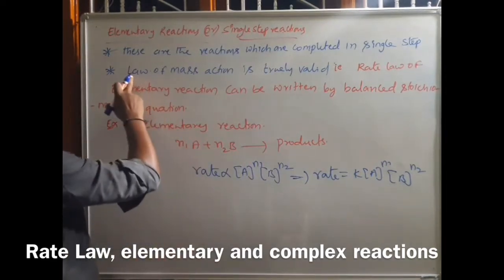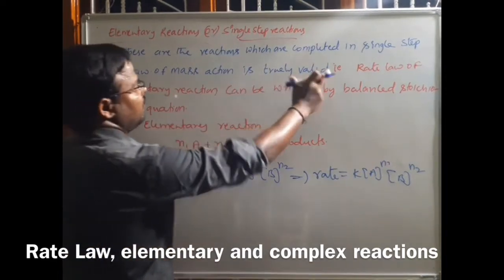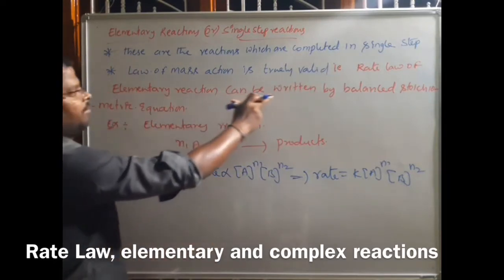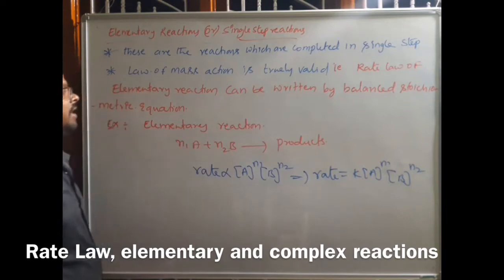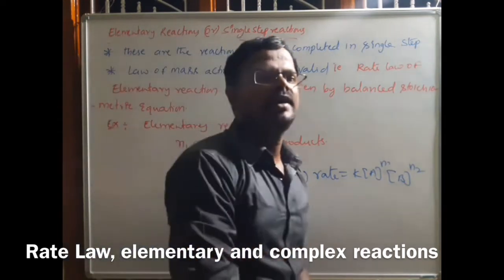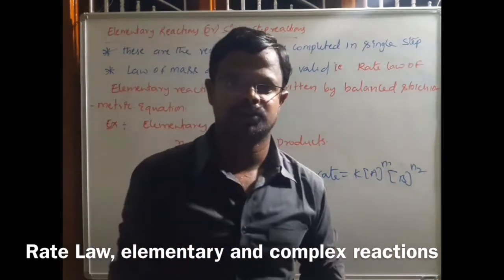See, the law of mass action is truly valid. What is the meaning? The rate law of elementary reactions can be written from the balanced stoichiometric equation. That means by seeing the balanced stoichiometric equation, we can write its rate law for elementary reactions only.